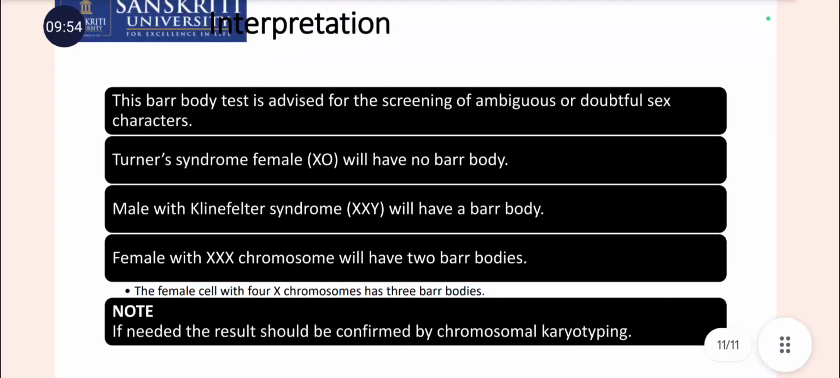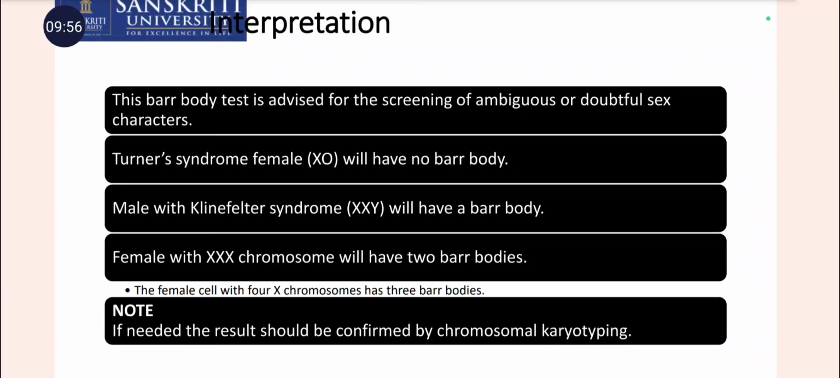Interpretation: this Barr body test is advised for screening of ambiguous or doubtful sex characteristics. Turner syndrome female, who has XO, meaning there is only a single X, will have no Barr body. Male with Klinefelter syndrome will have a Barr body, and female with triple X chromosome will have 2 Barr bodies. So a female cell with 4 X chromosomes has 3 Barr bodies.